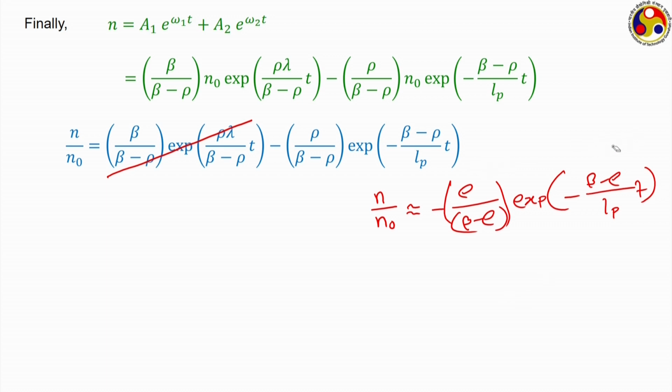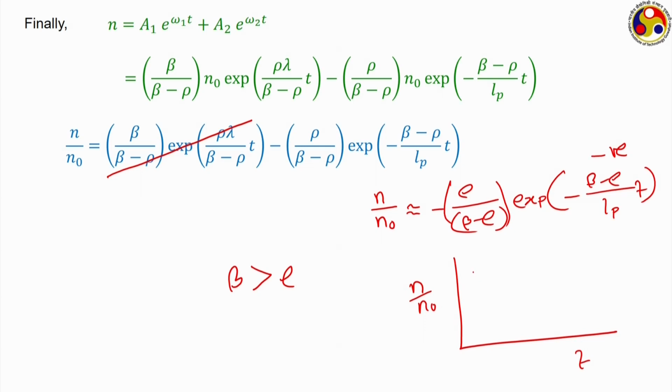The other situation is when beta is greater than rho, then this quantity is negative. So it will show a negative profile of n upon n naught if we plot with respect to time, which will exponentially decrease, and hence we can maintain the reactor in a subcritical condition as long as the reactivity is less than beta.